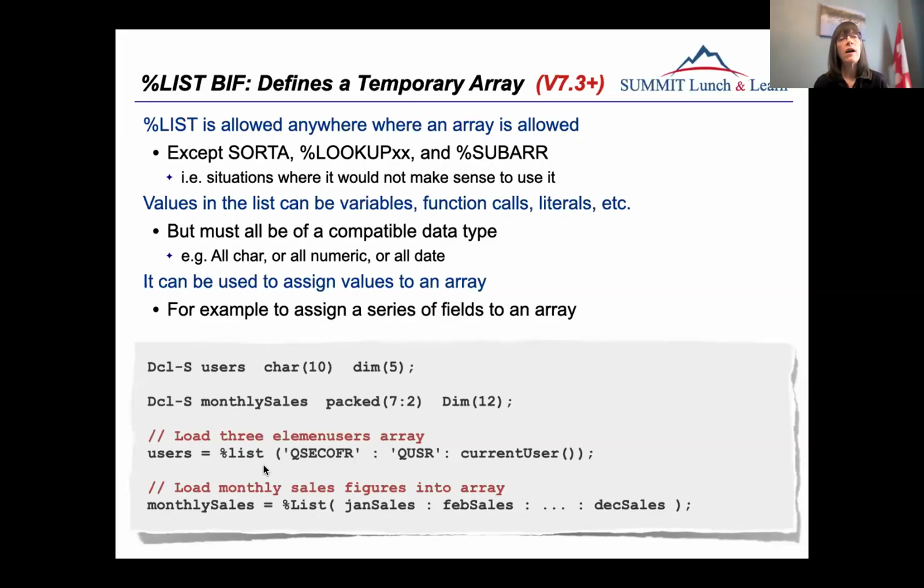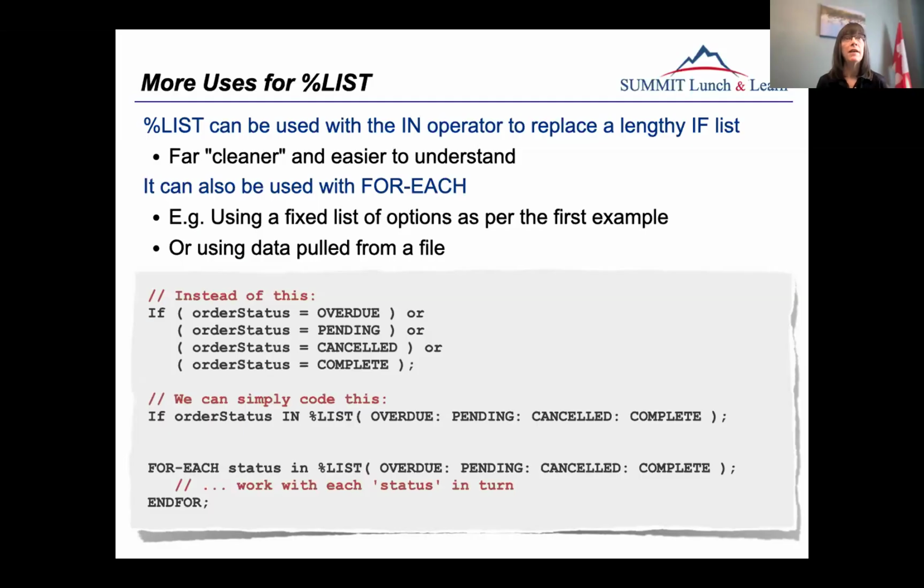It can also be used to assign values to an array. So what we're doing here is we're saying we have a users array, and %LIST is now loading the first 3 elements into the users array. My comment there lost a couple of letters. Must have been a little tired when I wrote that one. Anyway, you can also load the monthly sales figures. So if you've already got sales, maybe in from a database file or something for the 12 different values, you could put them into an array really easily this way. There are other ways you can do it, but this one's easy.